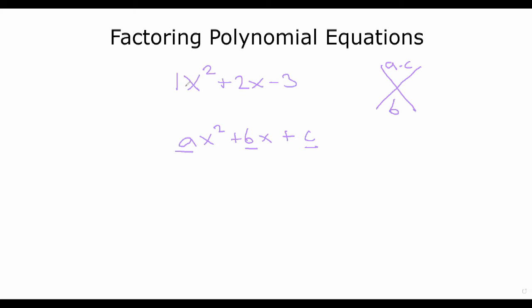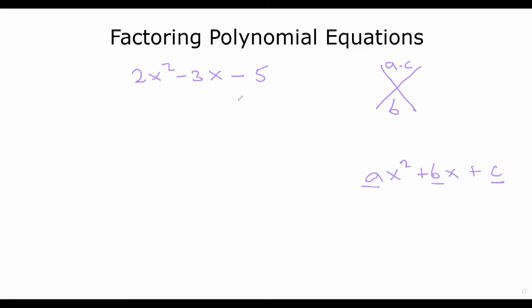And so if we multiply 1 and negative 3, because that's a times c, and get negative 3, and then in the bottom we just put our b, which is 2 in this example, we say what multiplies to get negative 3 but adds to get 2. So I would say that negative 1 and 3 multiply to get negative 3 and add to get 2. So then the next step can be to come down here and write out your factors using these two values we just got. And so it'll look like this: x minus 1 and x plus 3 are your factors.